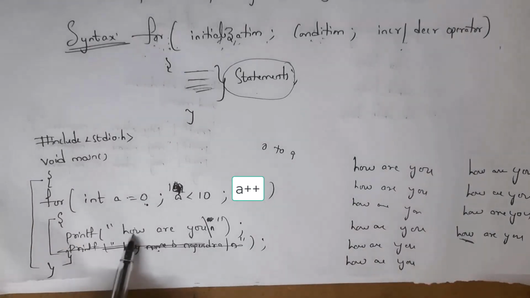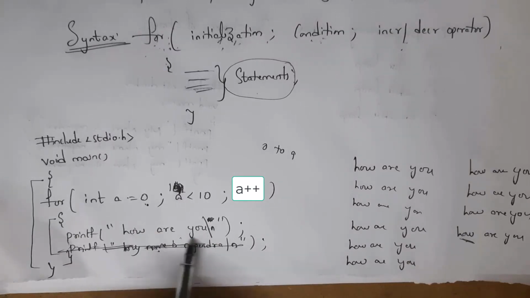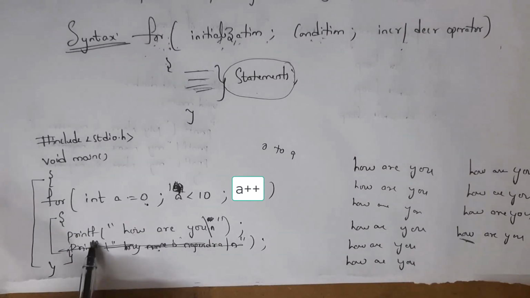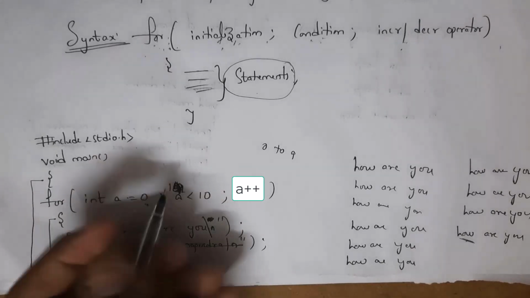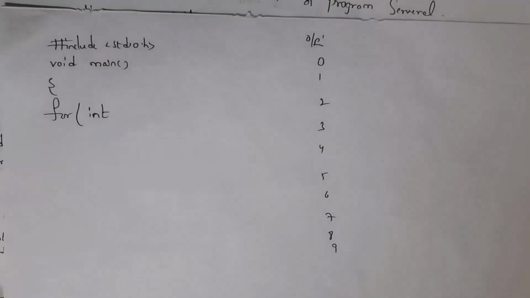Instead of writing how are you 10 times, you can simply write how are you once and you can repeat this until a particular condition is satisfied. For example, if I give the condition here a < 100, then I will get output how are you 100 times. For example, I want to print numbers from 0 to 9 by using for loop.